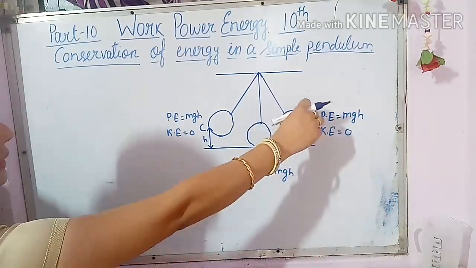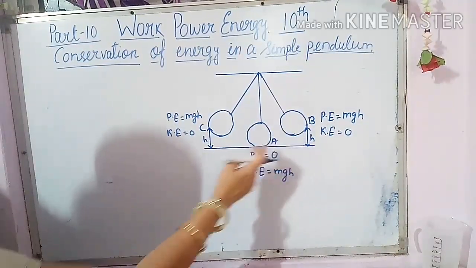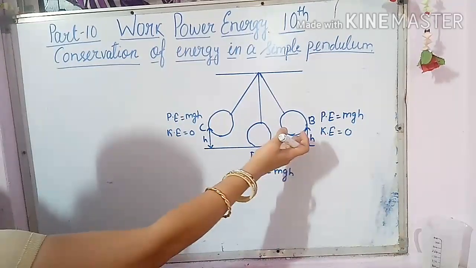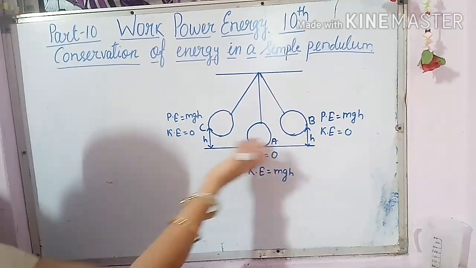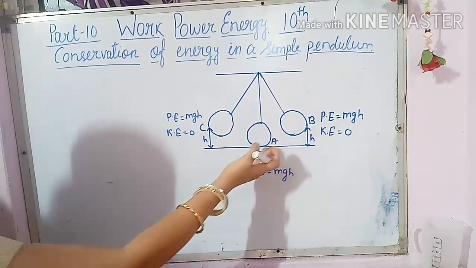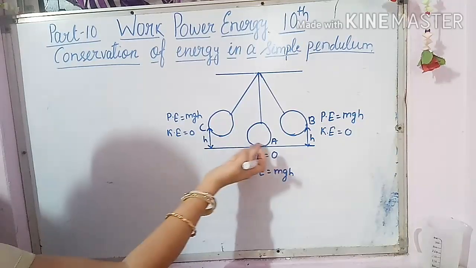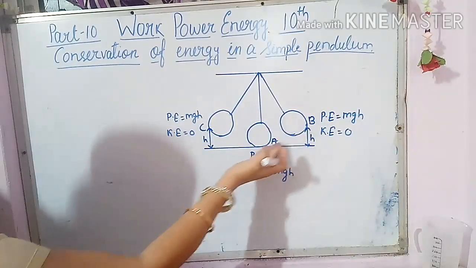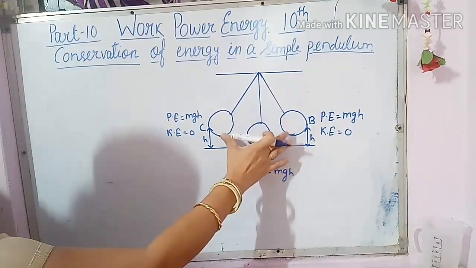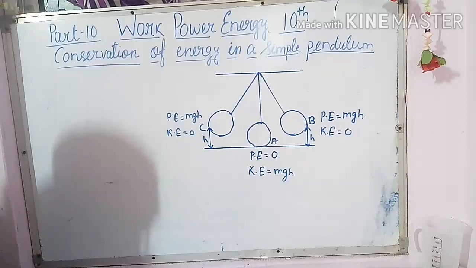Suppose I stretch it towards B and then leave it, so it starts swinging. When it swings, it swings between positions B and C. Starting from B, it goes to the mean position A, then to the end position C, again to A, then B, then A, then C, like this. It swings between these two positions B and C, where the mean position is A.